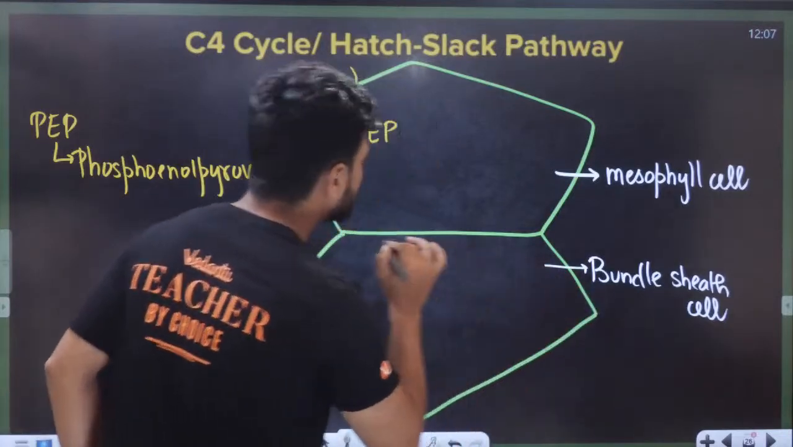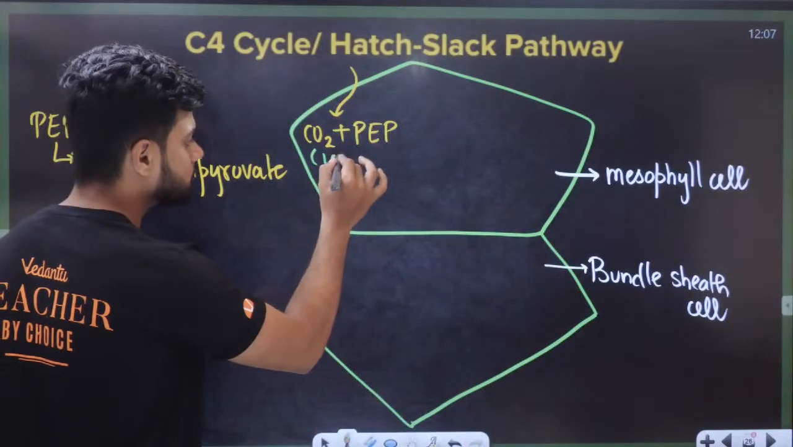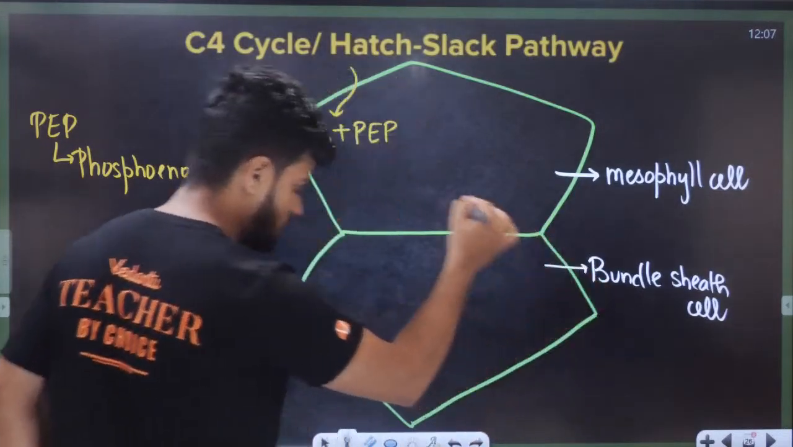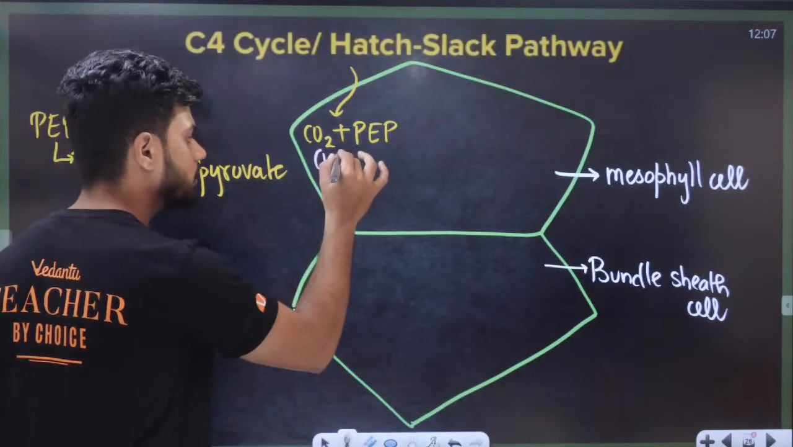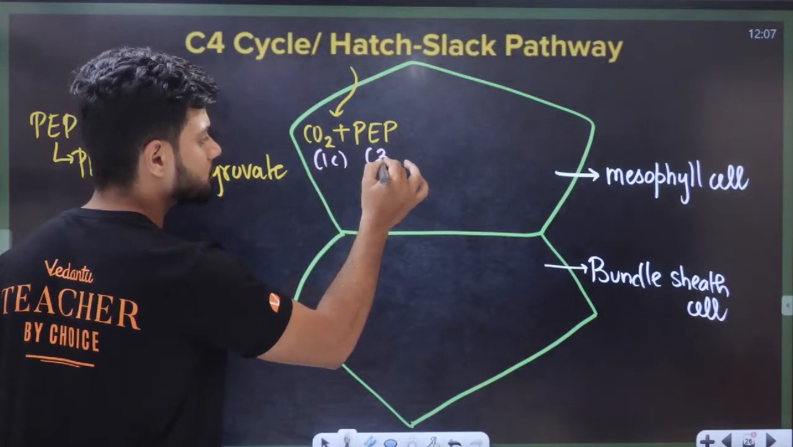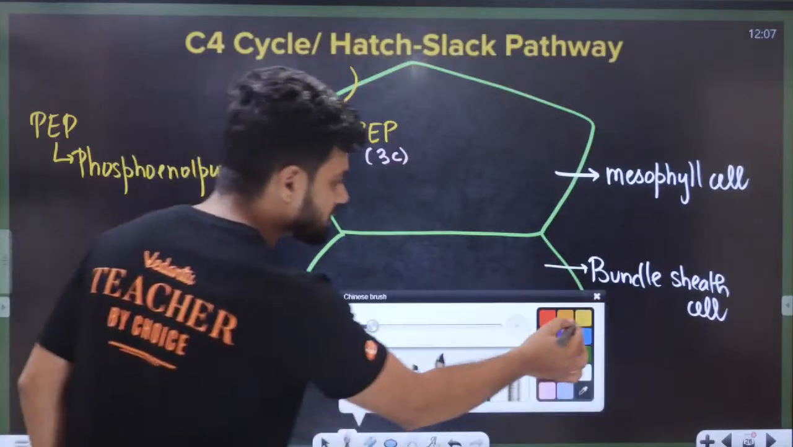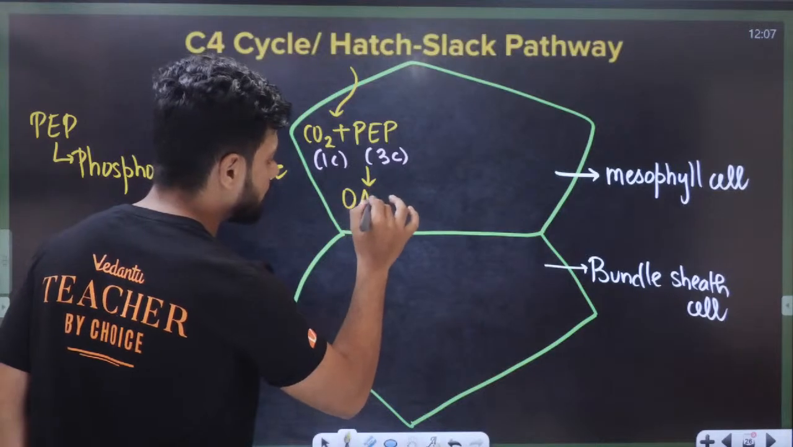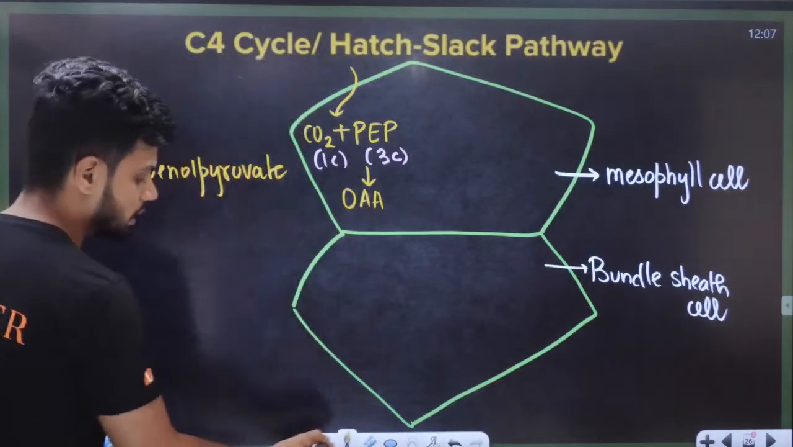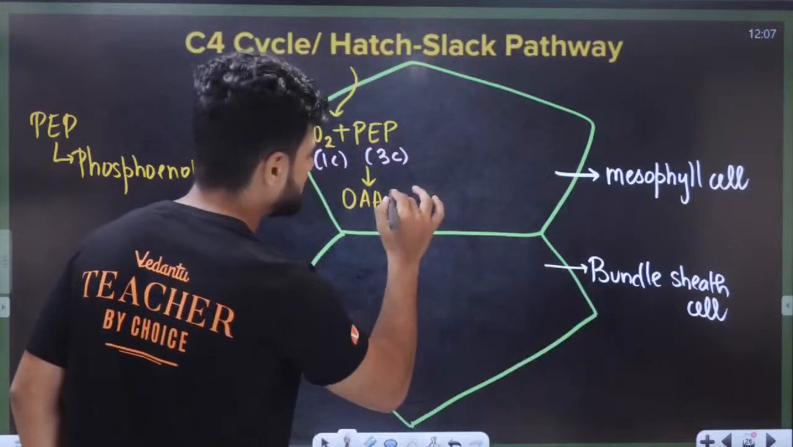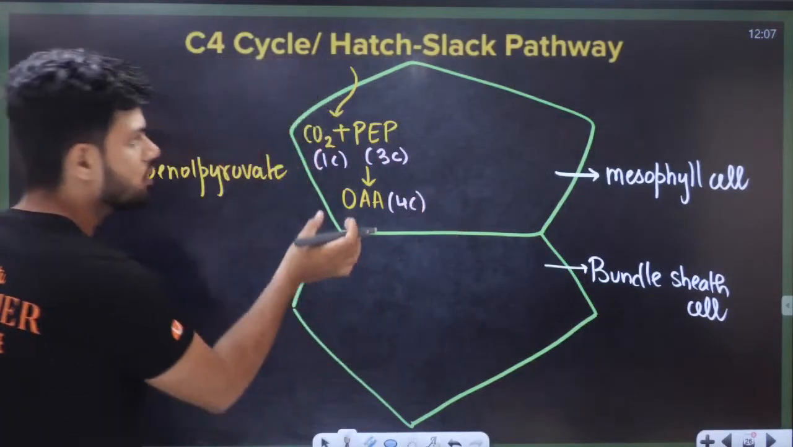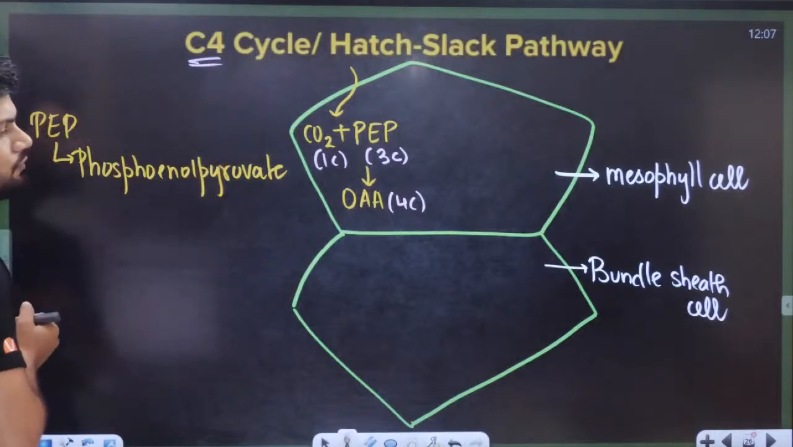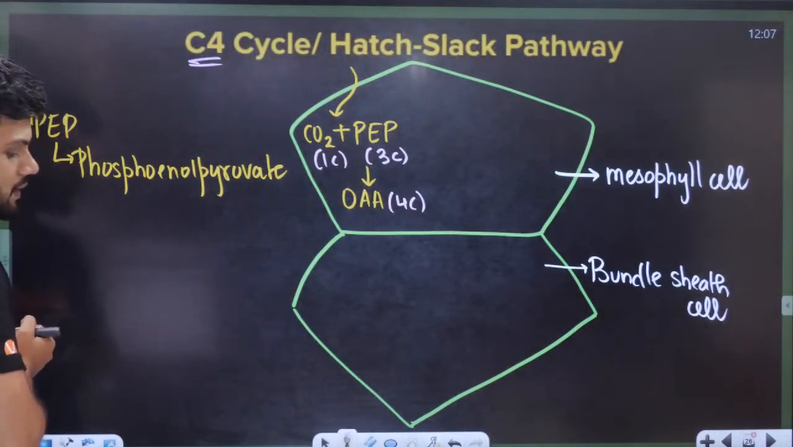Now tell me, students, this CO2 is 1 carbon. Phosphoenol pyruvate is 3 carbon. As a result, we end up getting a 4 carbon compound called oxaloacetic acid, which is technically 4 carbon, and this is the first stable product. That is why it's called the C4 cycle.